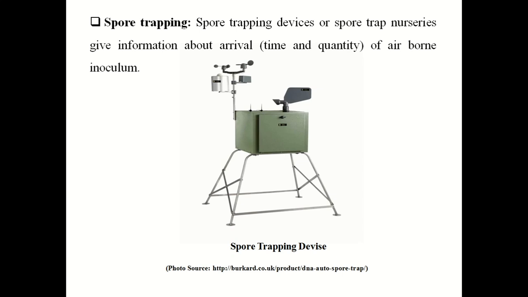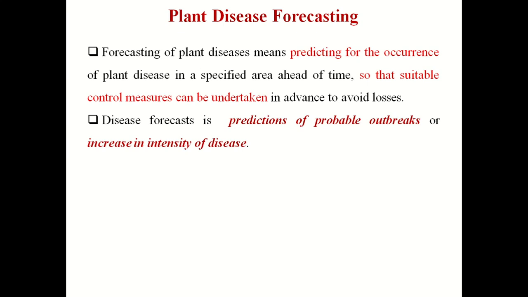On the basis of identification of the particular spore, we can forecast the disease, and we can survey for the particular disease. So this is all about survey and surveillance. Now we move over to the next topic of this chapter, that is plant disease forecasting.